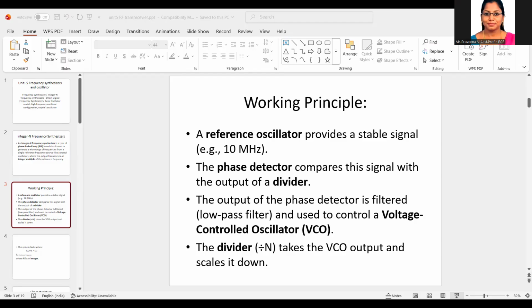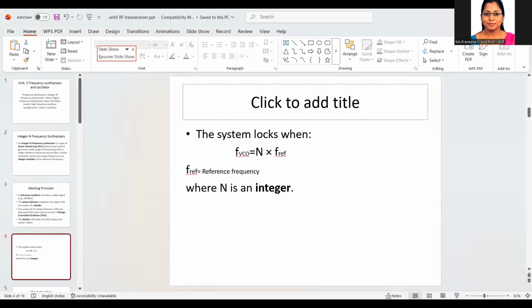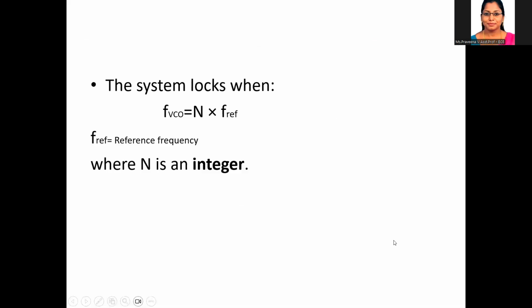This VCO will adjust its output frequency until the divided feedback signal matches the reference signal. At this point only the PLL is said to be locked. PLL is nothing but phase locked loop, right? So the output frequency will be given by the equation F out equal to N into F reference. F reference is the reference frequency and N is an integer.